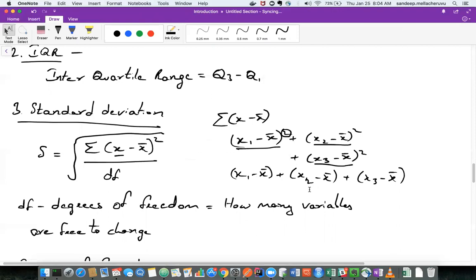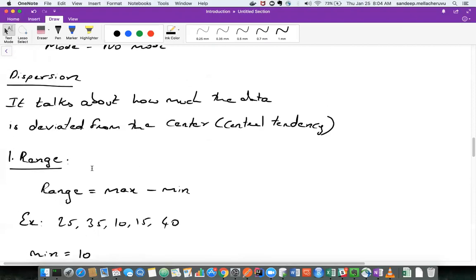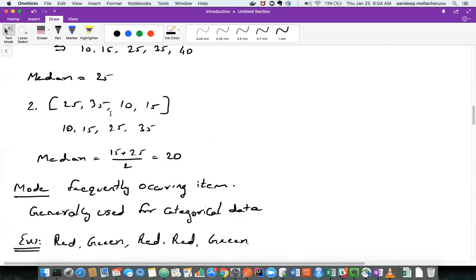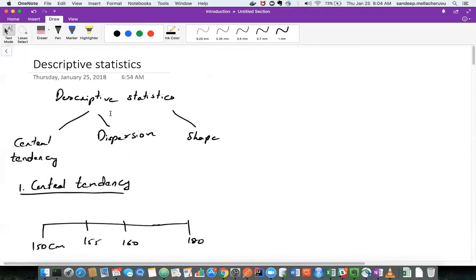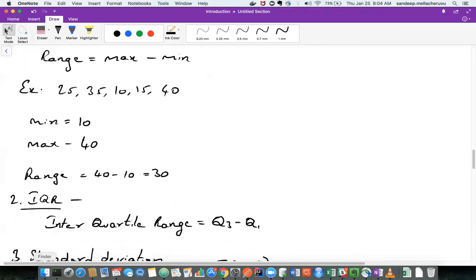Okay. We are not yet complete on standard deviation because I have not described degrees of freedom in the context of standard deviation. So that we'll do tomorrow, complete standard deviation and continue from there. Vijay, are you clear? Vijay, Subbu.